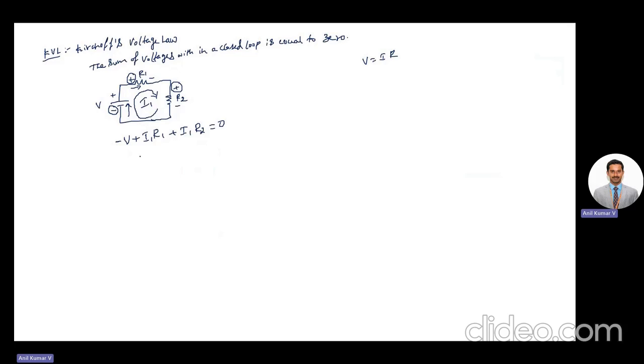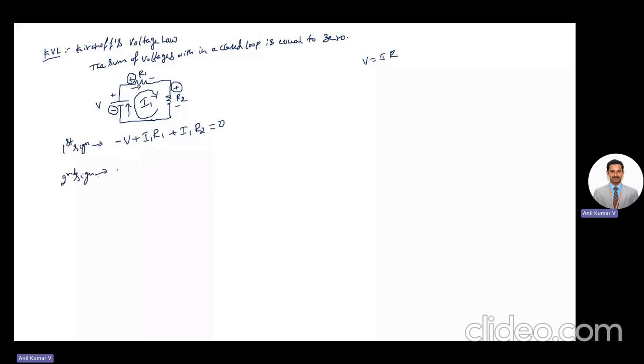So this is the KVL equation we get across any given loop based on the polarities. This I have considered with respect to the first sign. If I consider the same circuit with respect to the second sign, will it match or not? Let me check. So I'll go with respect to the second sign. Across the voltage source, what is the second sign?